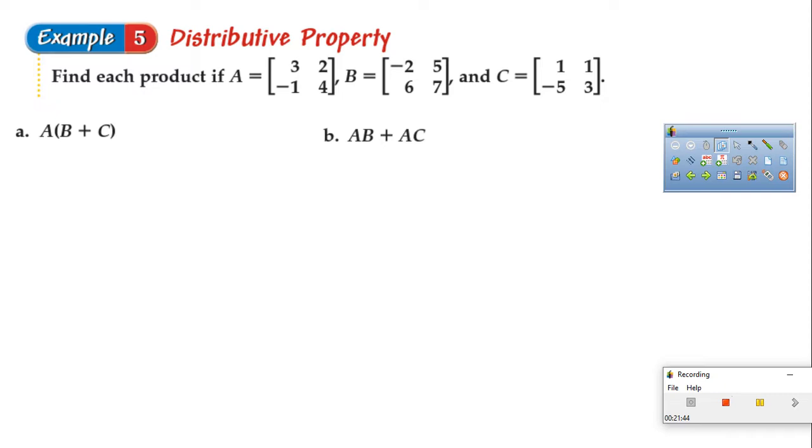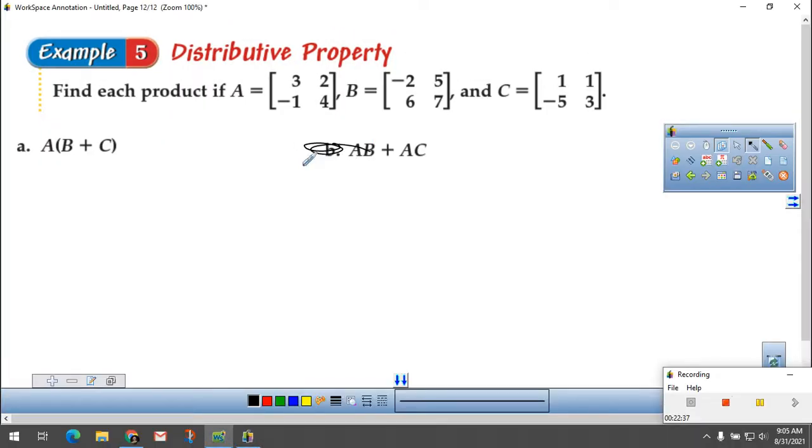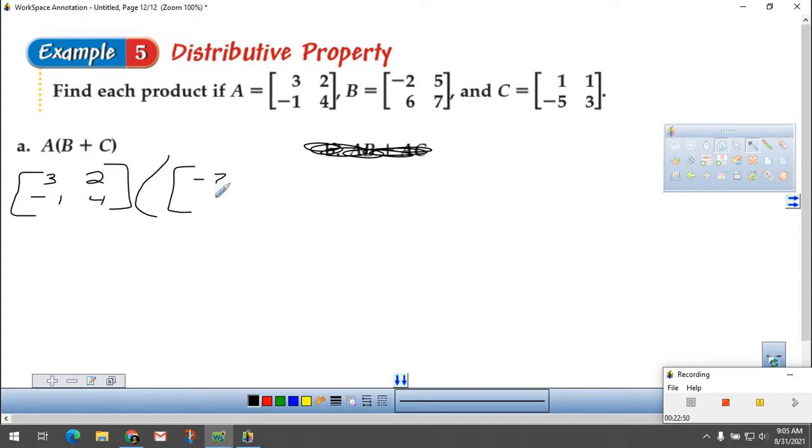Alright, so let's go right here, and let's cross out this one first. And so let's start off. Matrix A is 3, 2, negative 1, and 4. And then matrix B is negative 2, 5, 6, and 7. And then matrix C is 1, 1, negative 5, and 3.